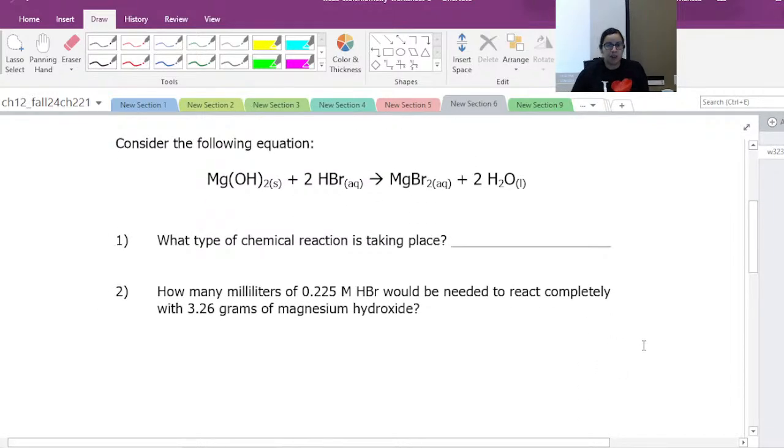All right, so let's look at this equation. They gave us a balanced equation of magnesium hydroxide plus hydrobromic acid gives us magnesium bromide and water. And so then you can look at, how many milliliters of a 0.225 molar HBr solution would be needed to react with 3.26 grams of magnesium hydroxide. So start trying to figure that one out. And again, chat can post helpful things, molecular weights.